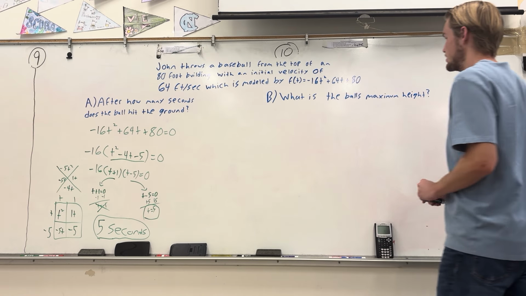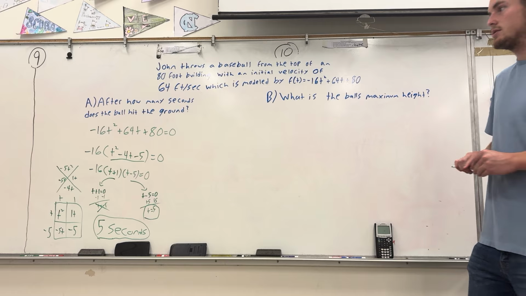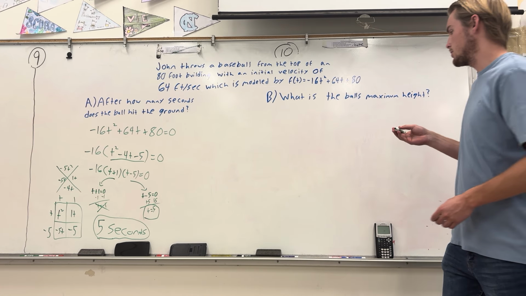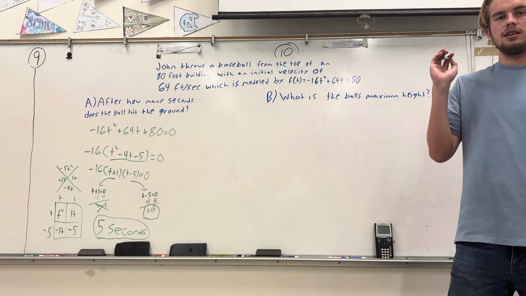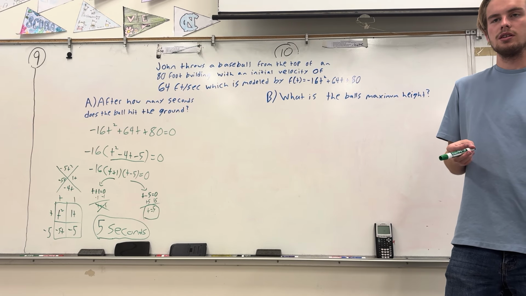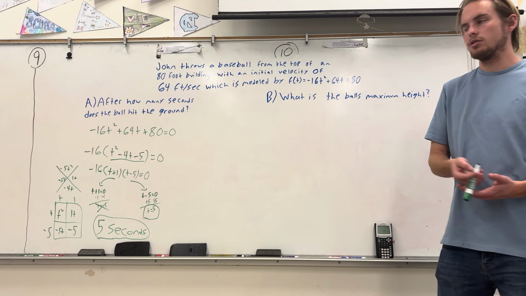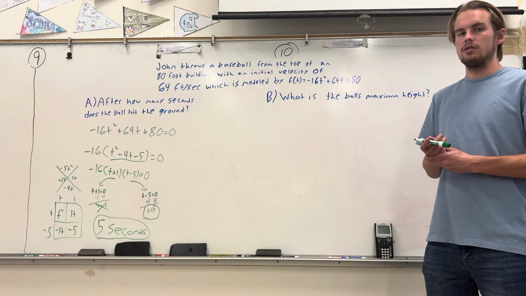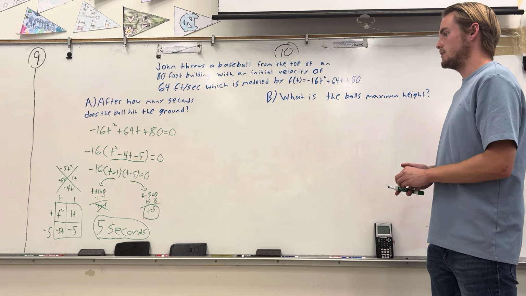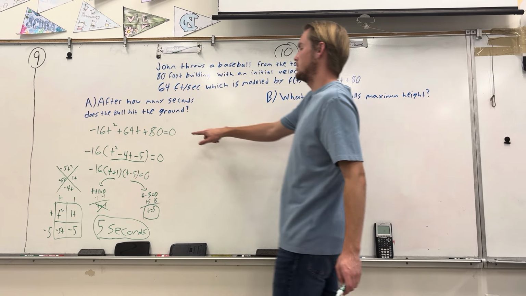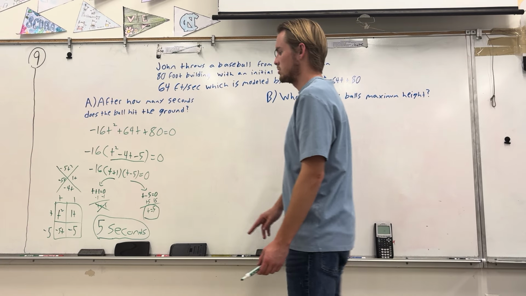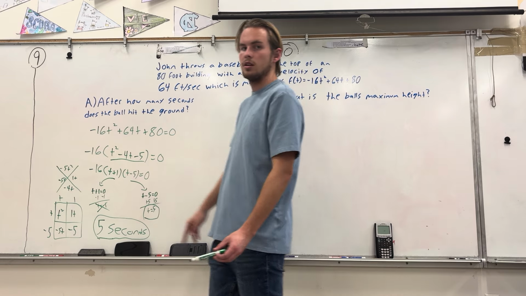Now, over here, what is the ball's maximum height? I said we got to find the vertex to do this. So how do we find the vertex? We remember we got to start off by finding the axis of symmetry, and then from there we plug that x value from our axis of symmetry into our original equation, and we get our vertex. Okay, so I would say that this is easier. We could use this equation right here, or we could use this equation right here.